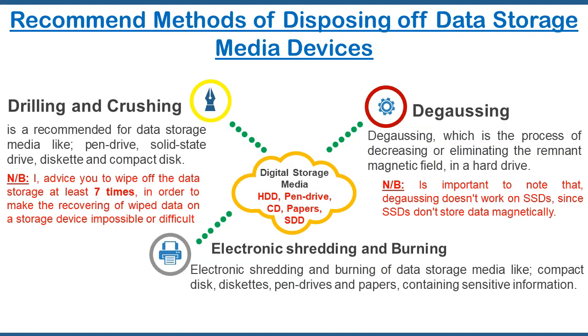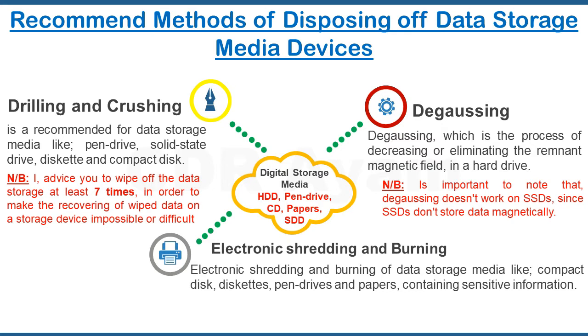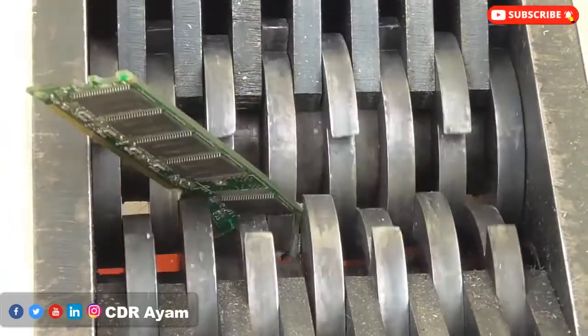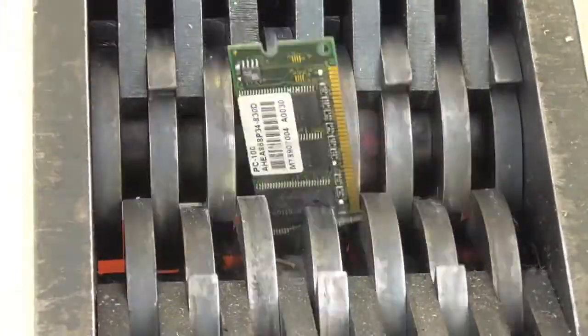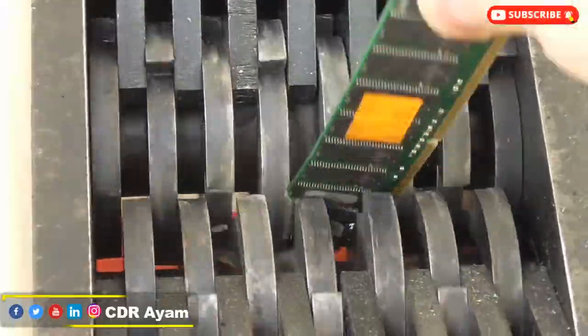Last on the list of recommended methods of disposing of data storage media is electronic shredding and burning of data storage media like compact discs, diskettes, pen drives, and papers containing sensitive information. But just shredding and only burning papers containing sensitive information is not recommended. This is because an excellent cyber reverse engineer like me can perform an advanced cyber reverse engineering on the just shredded or burnt paper and retrieve any sensitive information that was shredded or burnt off. So, for this reason, I highly recommend you to always shred and then burn compact discs, diskettes, pen drives, and papers containing sensitive information into ashes.